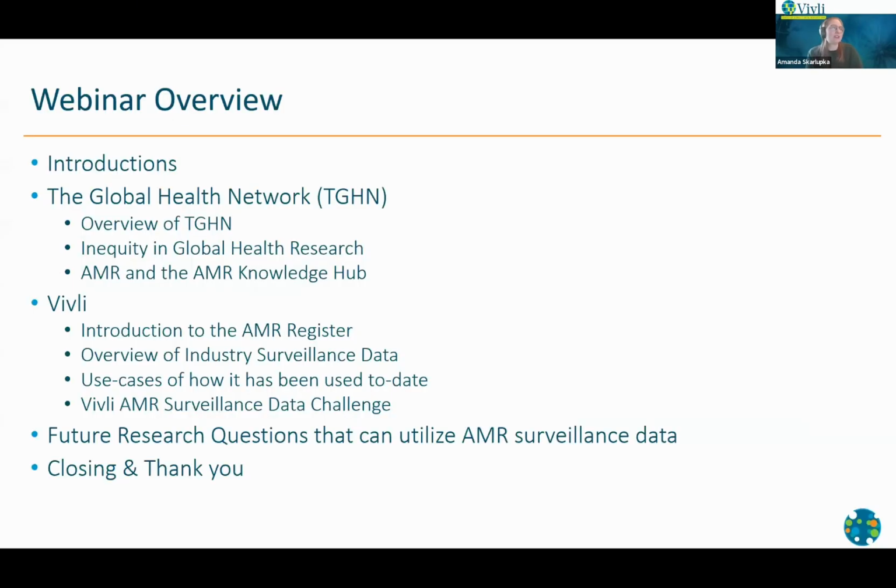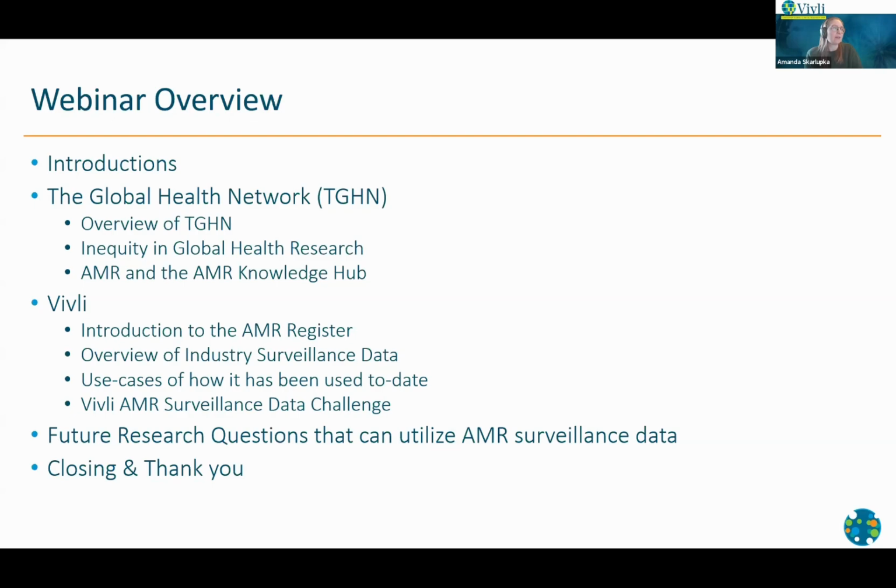As a quick introduction to the agenda for today, we'll start with introductions of our two speakers. We'll then go into depth of the Global Health Network, providing an overview as well as looking more into the inequality in global health research and how the TGHN helps address that, as well as the AMR and the AMR Knowledge Hub. After that, we'll hear from Vivli for an introduction to the AMR register, industry surveillance data, as well as use cases on how it's been used to date. And then lastly, ending with the Vivli AMR Surveillance Data Challenge.